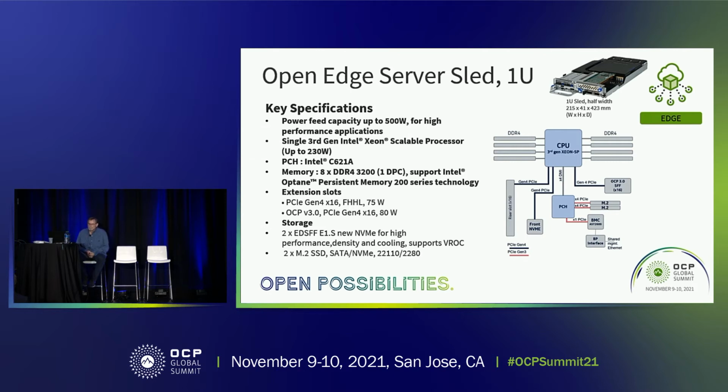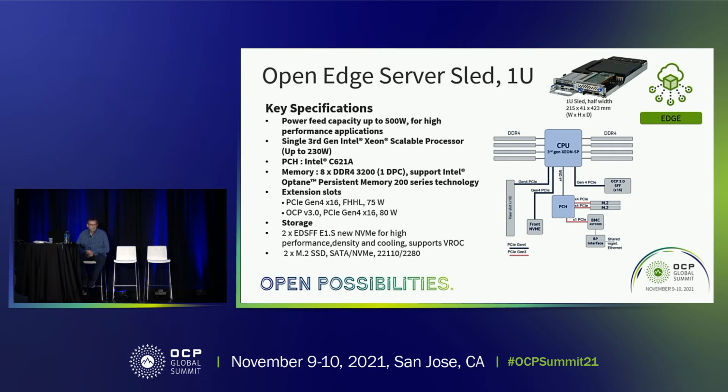The server is based on the single socket design using Intel 3rd generation Xeon Scalable processor, Ice Lake. It supports up to 230 watt TDP, with the total power feed up to 500 watt in each server sled. On board wise, we have the Intel 621A for the PCH. We also implement AST2600 for the BMC to improve the overall performance and the security feature.